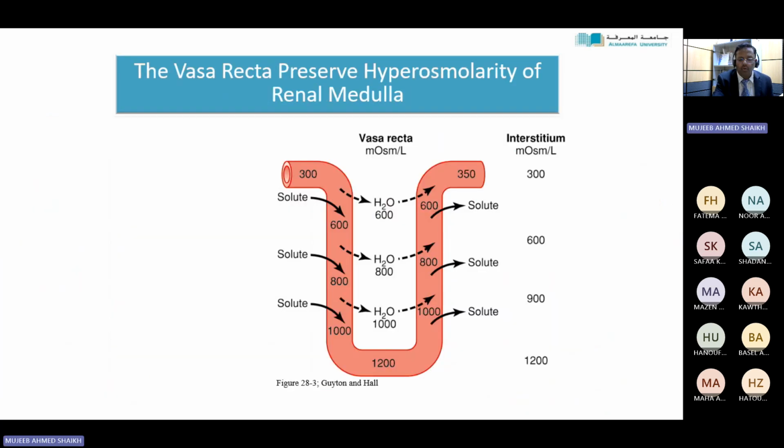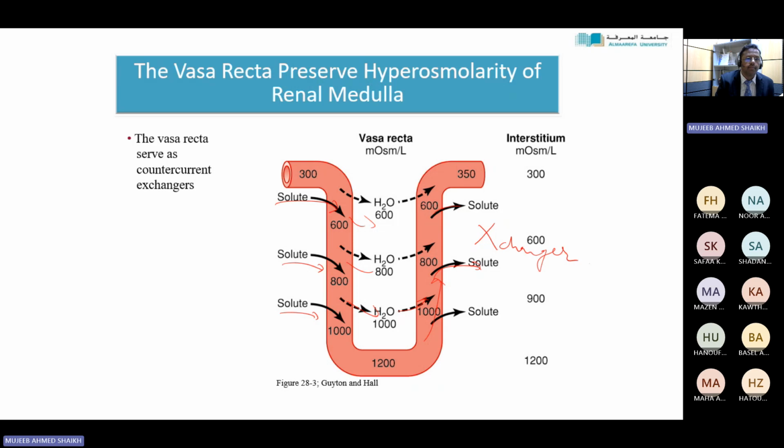So here it is shown in a clear way that when the blood is going down, solutes are moving in and the water is coming out. On the other side, when the fluid is going in the opposite direction, the water is moving in and solutes are coming out. So at two places exchange is taking place. This is called the countercurrent exchanger.